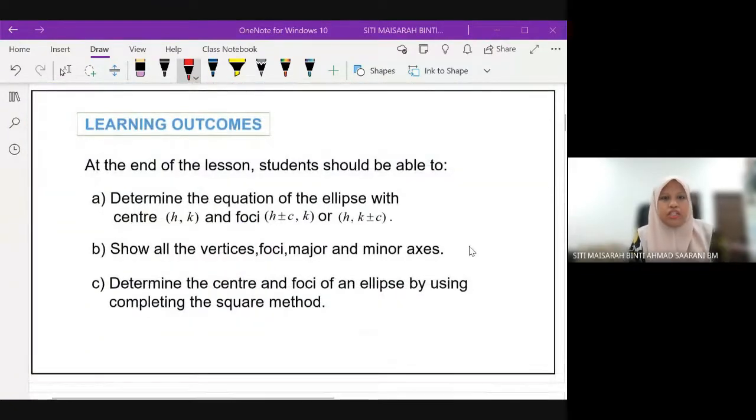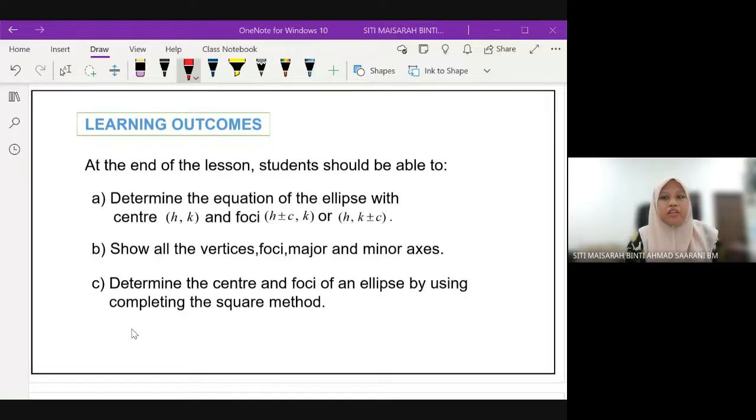At the end of the lesson, students should be able to determine the equation of the ellipse with center HK and foci H plus minus C, K or HK plus minus C, show all the vertices, foci, major and minor axes, and determine the center and foci of an ellipse by using the completing the square method. Okay.